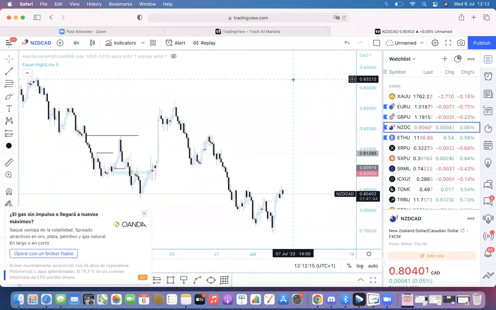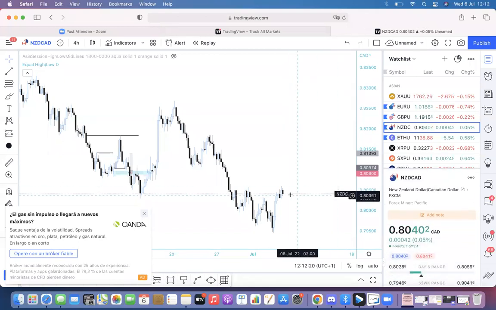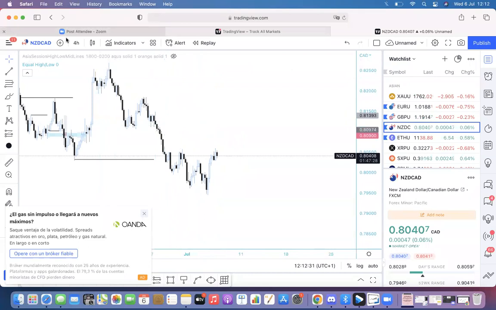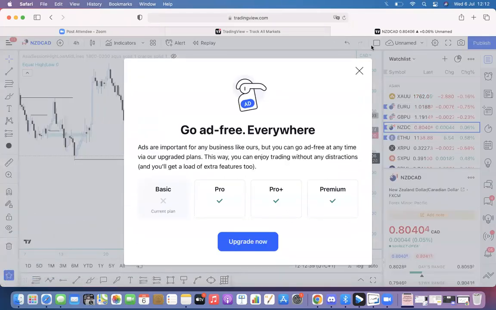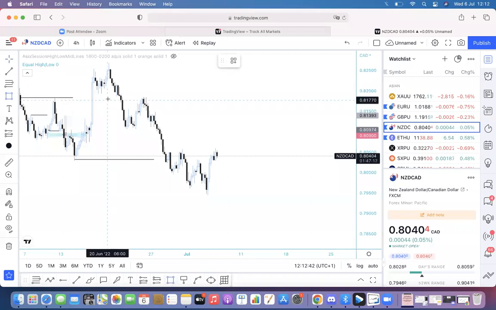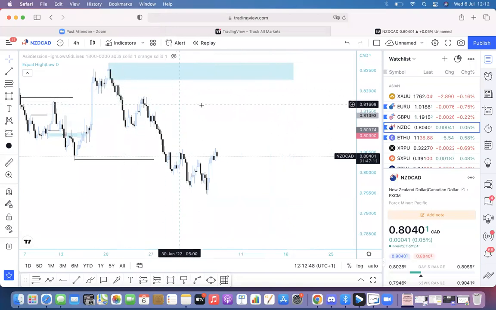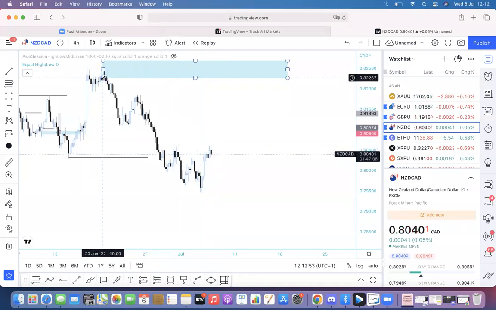NZD CAD is also one of my favorite setups. Just from the 4 hours, after taking external liquidity, we're now going for internal liquidity. Keep in mind that we might take more internal liquidity and maybe pull up all the way. I need to get the pro version. I don't know why it didn't renew automatically, because I had it last year. Anyway, we could pull up all the way to this one, taking all the internal liquidity, this internal liquidity, everything. But anyway, we are trading intraday.